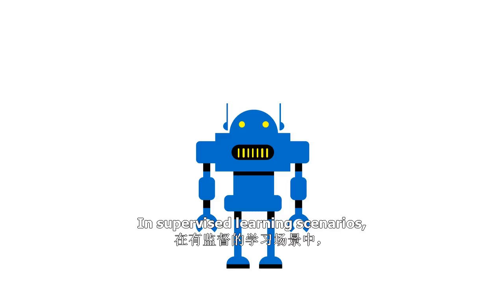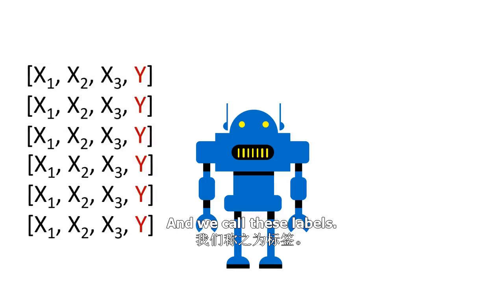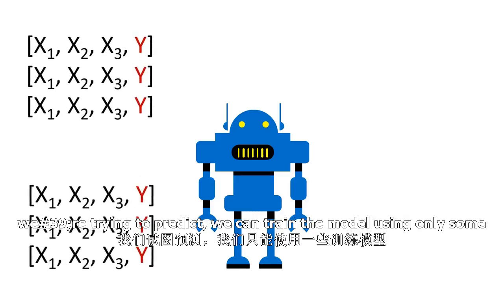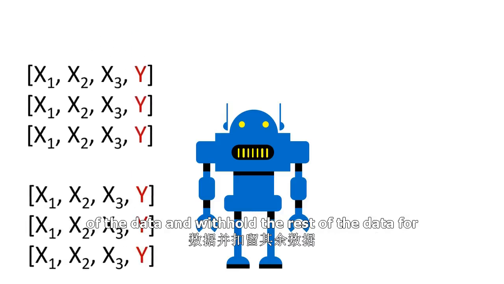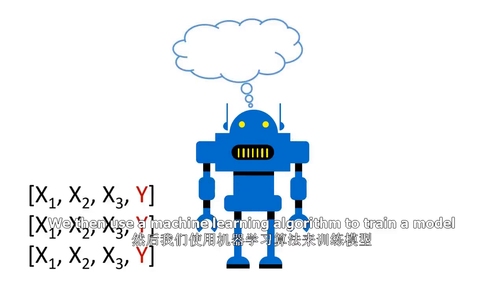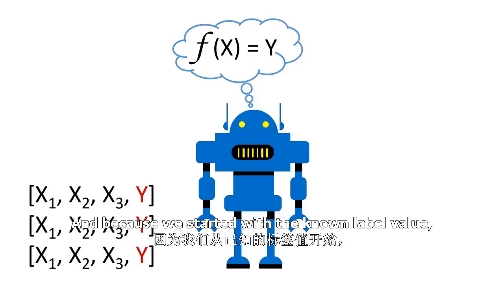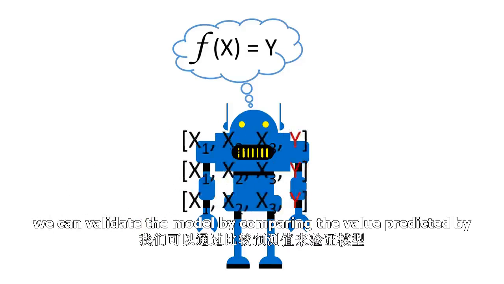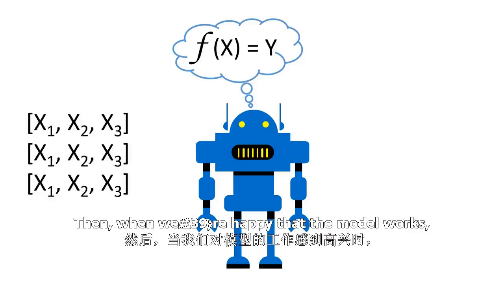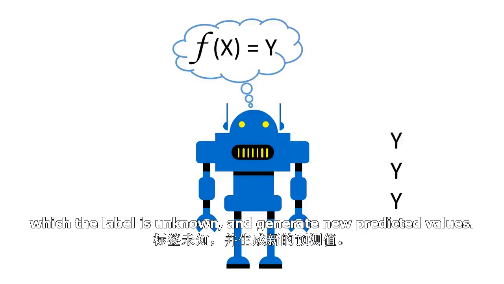In supervised learning scenarios, we start with the observations that include known values for the variable we want to predict, and we call these labels. Now, because we started with data that includes the label we're trying to predict, we can train the model using only some of the data and withhold the rest of the data for evaluating model performance. We then use a machine learning algorithm to train a model that fits the features to the known label. And because we started with a known label value, we can validate the model by comparing the value predicted by the function to the actual label value that we knew. Then, when we're happy that the model works, we can use it with new observations for which the label is unknown and generate new predicted values.